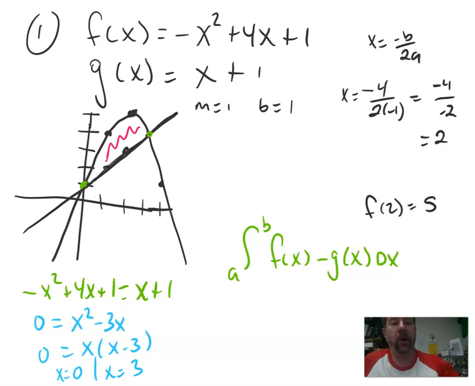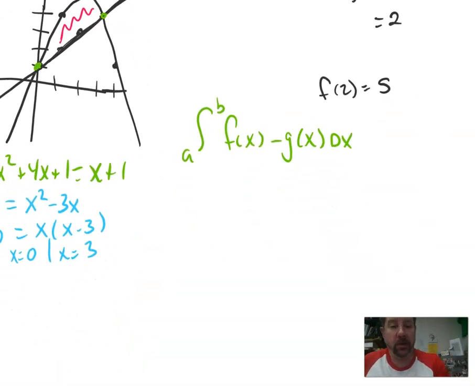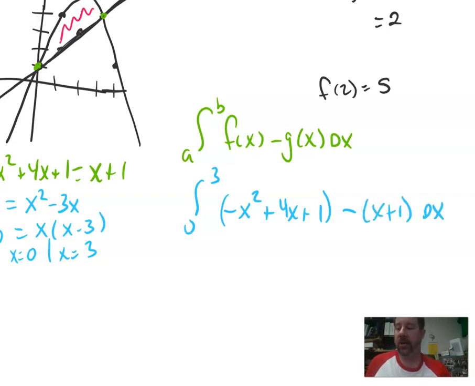So now I know I'm going to want to do the integral from 0 to 3 of f of x, which again is negative x squared plus 4x plus 1, minus g of x, which is x plus 1 dx. And that will give me the area between these two curves.